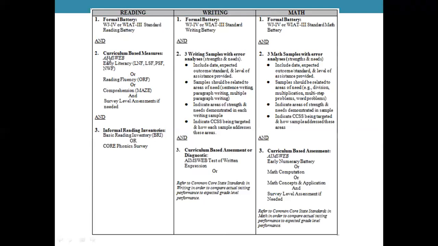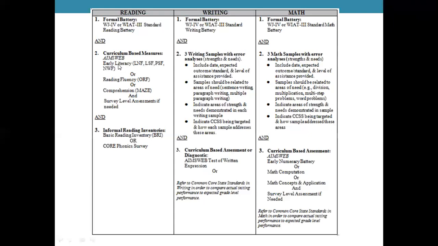So you can do AIMSweb. You can also do Easy CBM if you want. We're going to go over that in class next time we meet. You're going to select your assessment battery. For young students, you're going to pick the early literacy battery of like 4 subtests around letter name fluency, letter sound fluency, phoneme, and nonsense word.